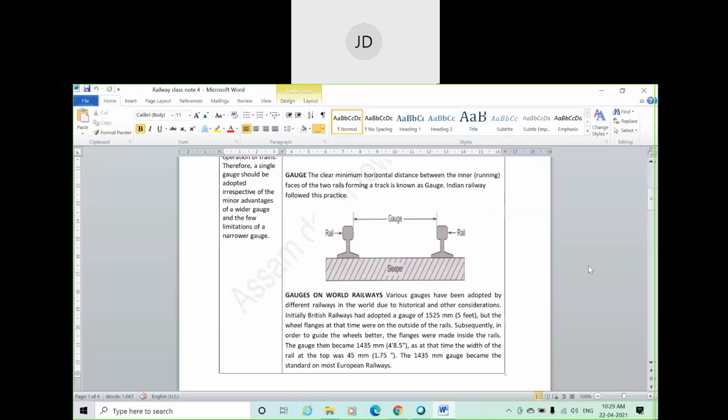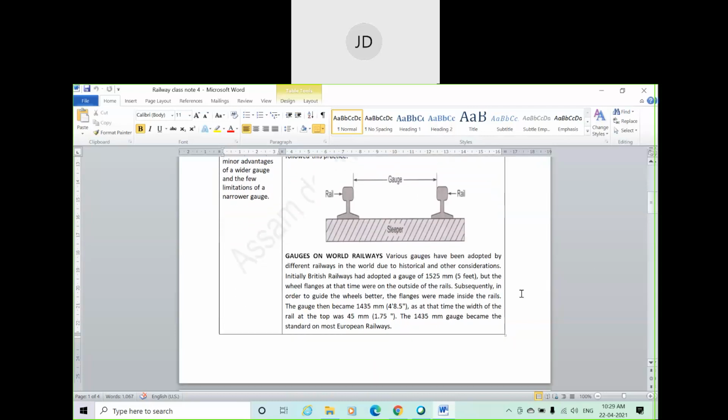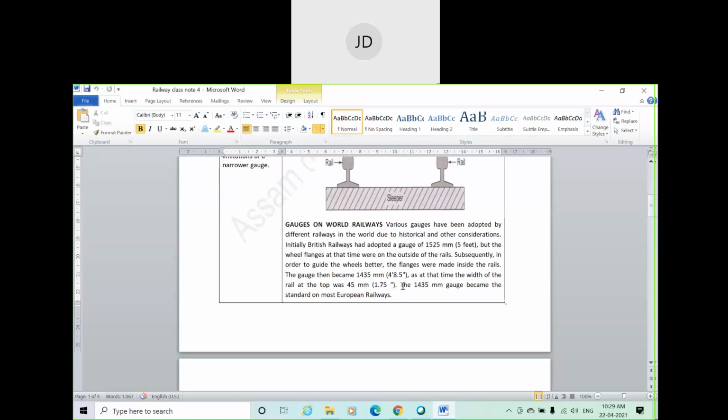Gradually it was reduced. The gauge then became 1435 millimeter, to make the movement of the train more stable. So the 1435 millimeter gauge became the standard in most European railways. You can say this 1435 became universal at that time, and we are talking about the history of the world.